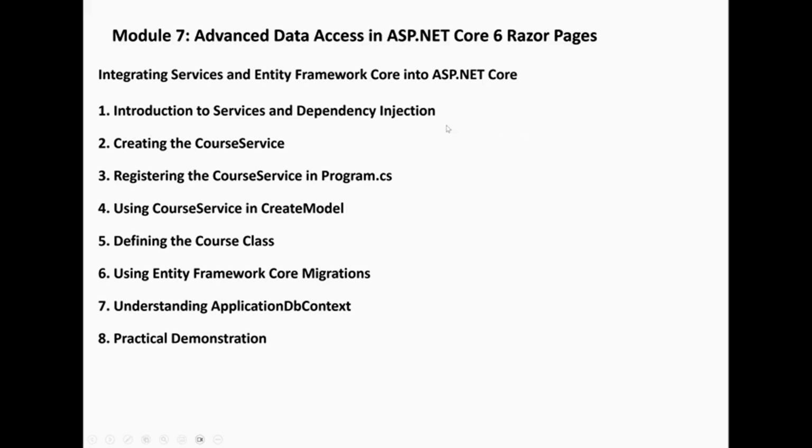In this module, we'll learn about services and dependency injection. We'll create the course services. We register the course service in program.cs. We will use these course services in the create model. We'll define the courses class. We will also use Entity Framework Core migration. We'll understand application DB context and its role. Finally, we will have a practical assignment.